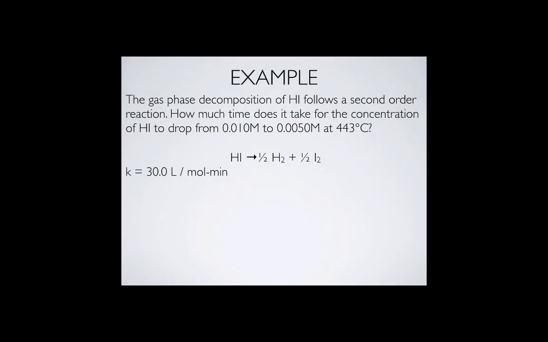Here's another example. Here we have a gas phase decomposition of HI. We know it follows a second order reaction, so we want to know how much time it takes for the concentration of HI to drop from 0.010 to 0.0050. So we want to cut the concentration of HI in half at 443 degrees Celsius, and we're given the k value here.